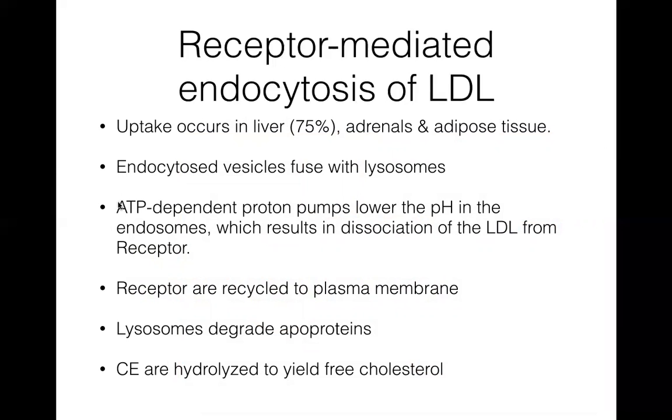The endosome itself contains ATP-dependent proton pumps, which lower the pH within the endosome. This results in the dissociation of LDL from the receptor. Receptors are recycled to plasma membrane. Lysosomes degrade the apoproteins, releasing now the cholesterol esters, which are hydrolyzed to yield free cholesterol, which can be used by those cells for whatever purpose, such as production of steroid hormone.